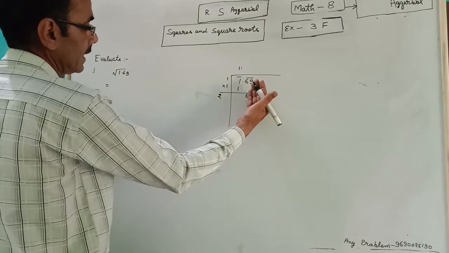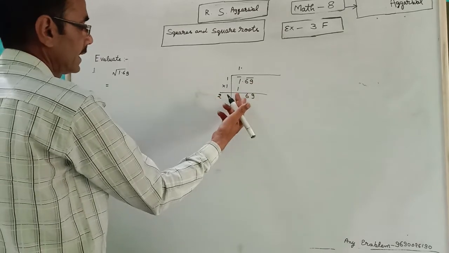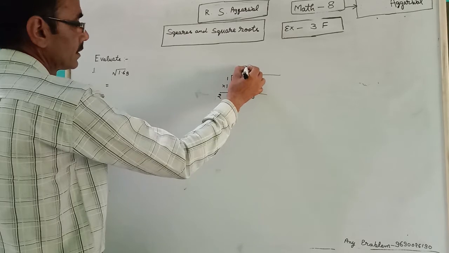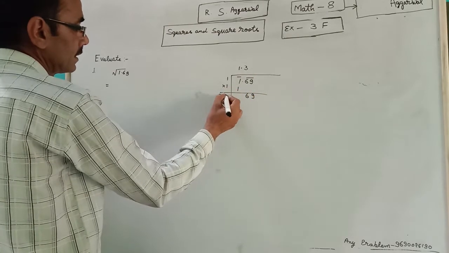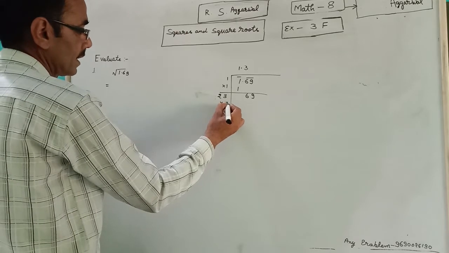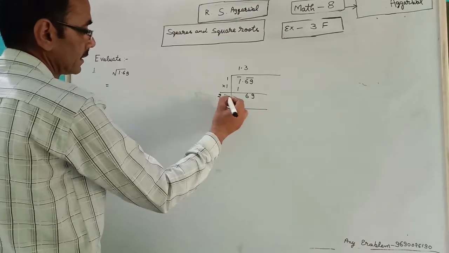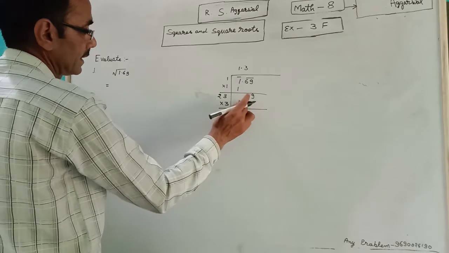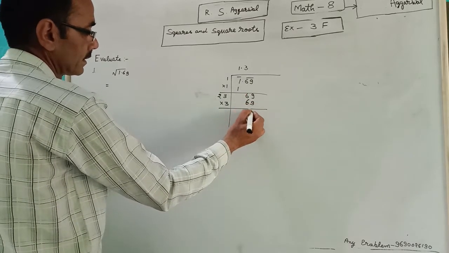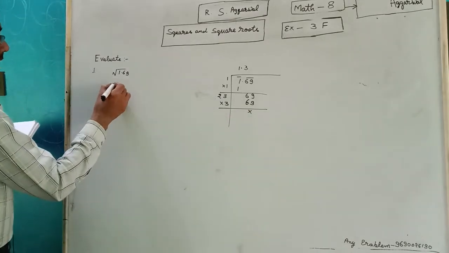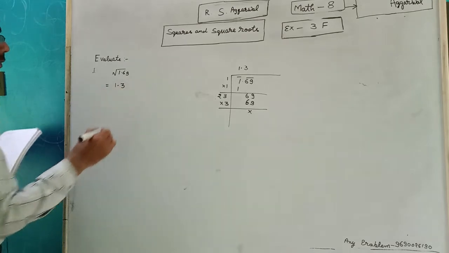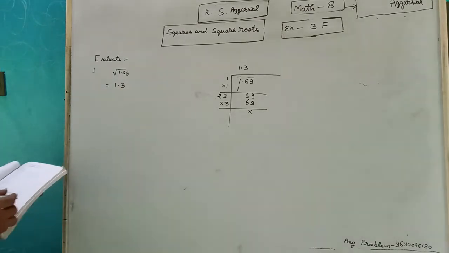Hide the 1 digit. 2 table read in 6. 2 3 ja 6. 3 write the side and multiply by 3. 23 3 ja 69. So square root of 169 is 1.3. Question number 1 is complete.